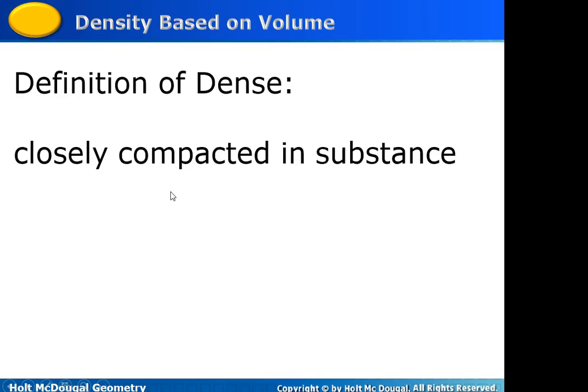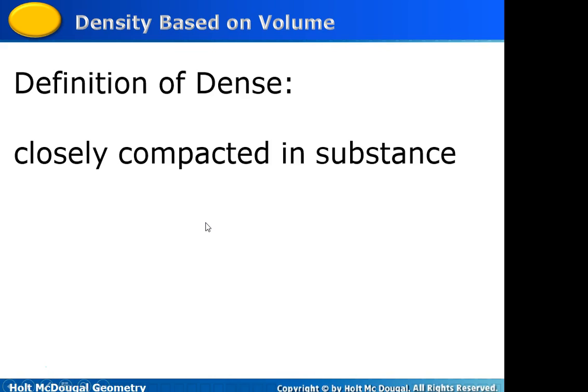All right, so the next concept we're going over has to do with density. When I say something's dense, it's closely compacted. So if I'm talking about a marshmallow and a rock, obviously a rock is more closely compacted than a marshmallow.